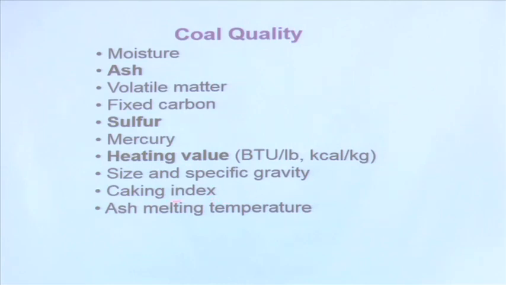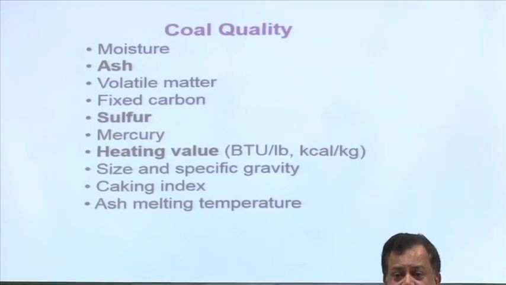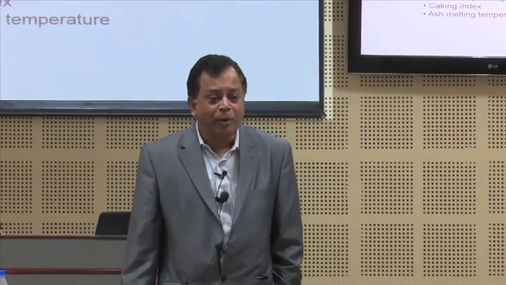Caking index we have already discussed. Ash melting temperature is a very important one, we call it ash fusion temperature. Suppose we are burning coal for converting to energy. Now, if your ash forming materials melt immediately, what will happen? They can adhere to the surfaces of my boiler tubes, and I can have boiler tube failures because of choking or maybe because of corrosion and all this. Okay. So, the ash fusion temperature, ash melting temperature, is also a very important quality indicator.